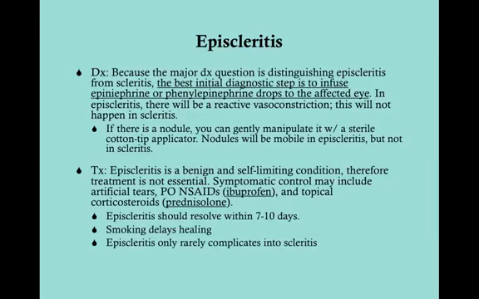So in episcleritis, there will be a reactive vasoconstriction, and so you'll see blanching. The eye will become less red and more white. Blanche. It's the French word for white. So in episcleritis, you'll get that vasoconstriction. Also, if there's a nodule in the nodular episcleritis, you can gently manipulate it with a sterile cotton tip applicator if the patient lets you. But if you have the nodular form of scleritis, that nodule will be fixed in place.